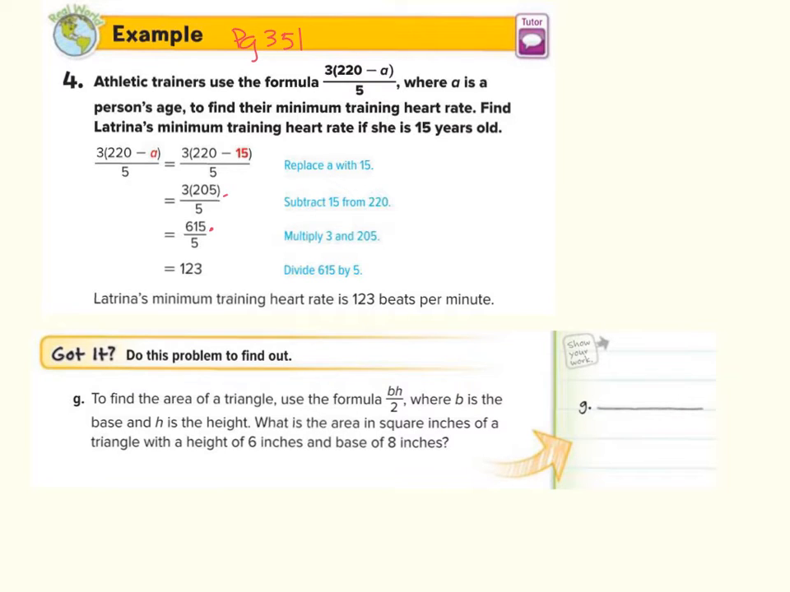So let's do your got it question G on page 351. To find the area of a triangle, use the formula base times height divided by 2, where B is the base and H is the height. What is the area in square inches of the triangle when the height is 6 and the base is 8? So B is going to be 8 and then H is going to be 6. So let's substitute. We're going to write B, which is 8, H is 6, and then we're going to divide that by 2 when we're done multiplying. 8 times 6 is 48. Then we have to divide by 2, which is 24. So your answer is going to be 24 inches.